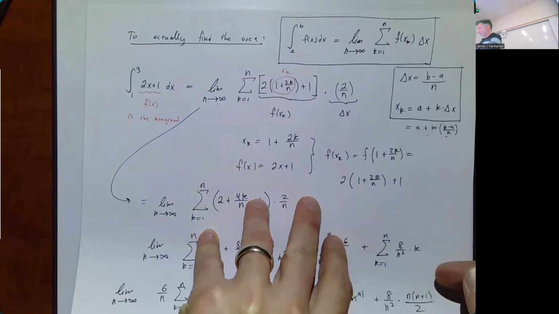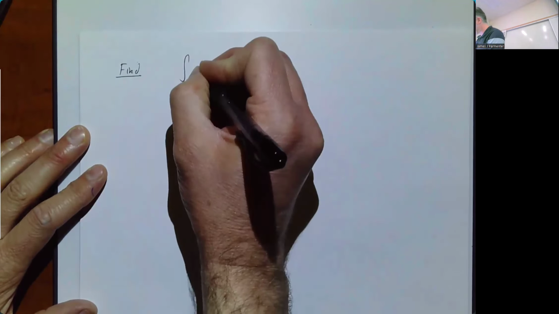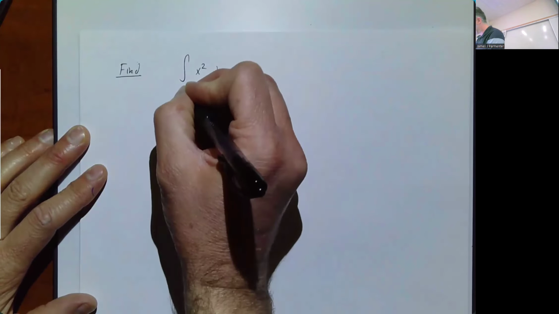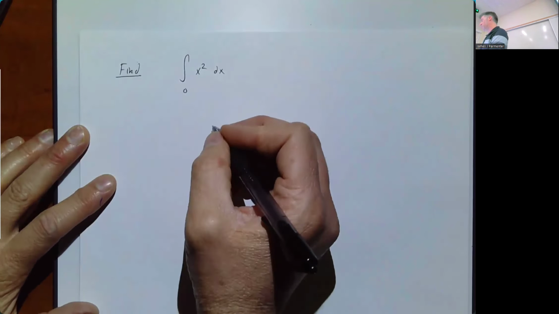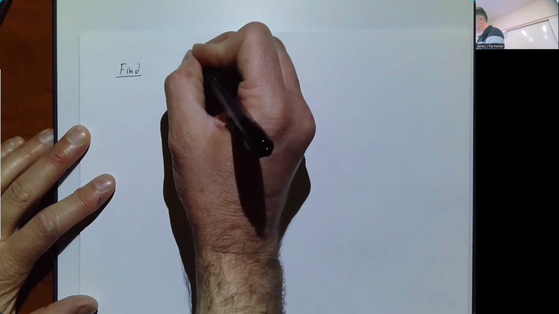So here is a very not terrible example. Let's find, how not terrible do I want it to be? I got 7 minutes. Let's make it really not terrible. We want to find the area under x squared from x equals 0 to x equals, let's go 3. 3, yeah, 3.